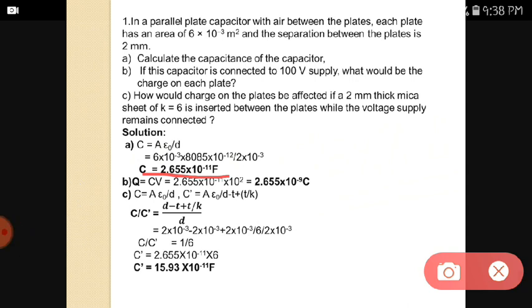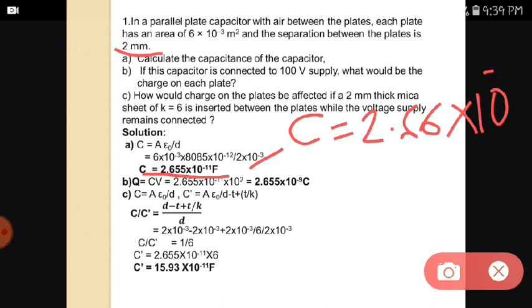What is the unit of capacitance? It is farad. Now, whenever things are given in different systems, we have to convert them into a single system. So I have multiplied this 2 by 10 raised to minus 3 to convert it from millimeter to meter. So we got the value for C as 2.655 into 10 to the power minus 11 farad.